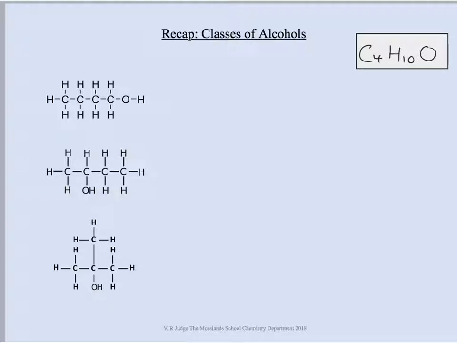So the first one is butan-1-ol. Butan because it's got 4 carbons in it, and 1 because the alcohol group is on the first carbon. Second one is butan-2-ol. And they are the only position isomers that you'll get for a straight chain alcohol with 4 carbons in it. Obviously, if you were to move this alcohol group onto this carbon, it would still be butan-2-ol. You'd just number from right to left instead of from left to right.